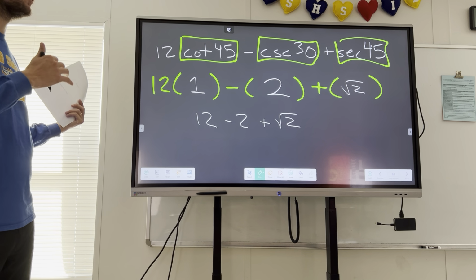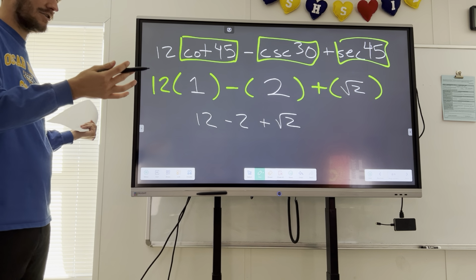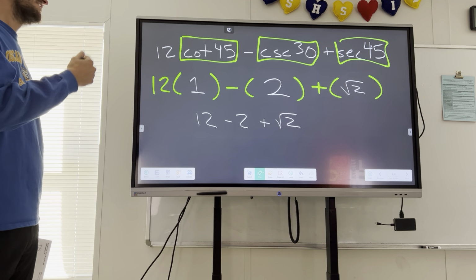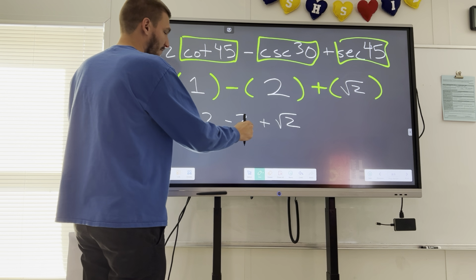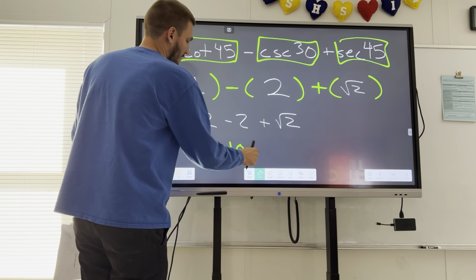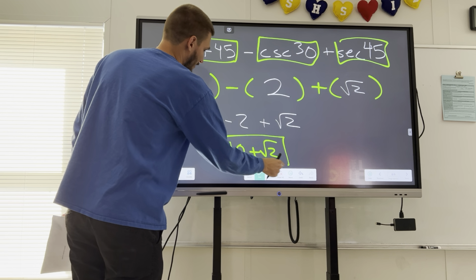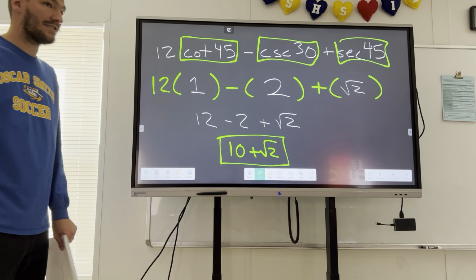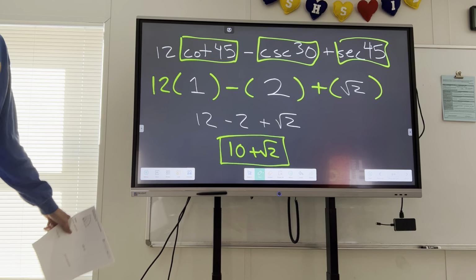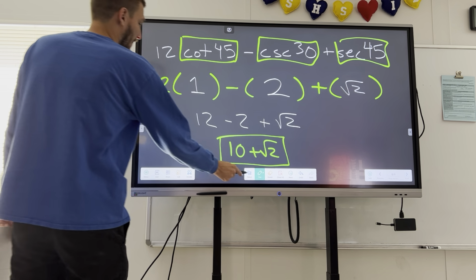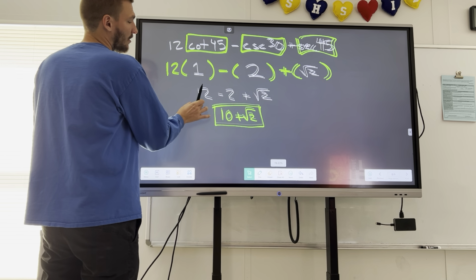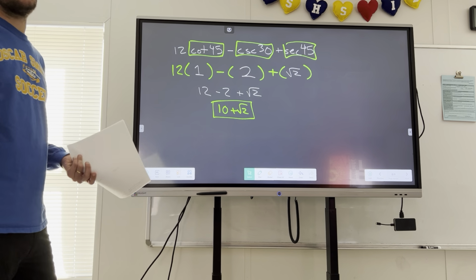So you got to know your rules. Good news is it's rules from Algebra 1 and Algebra 2 and all those other classes. Final answer here is going to be 12 minus 2 is 10 plus square root 2. And that's as good as it gets. It can't get any nicer. It can't get any simpler. We can't smush them anymore together. We cannot simplify. We can't do anything at all. Final answer, 10 plus square root 2.